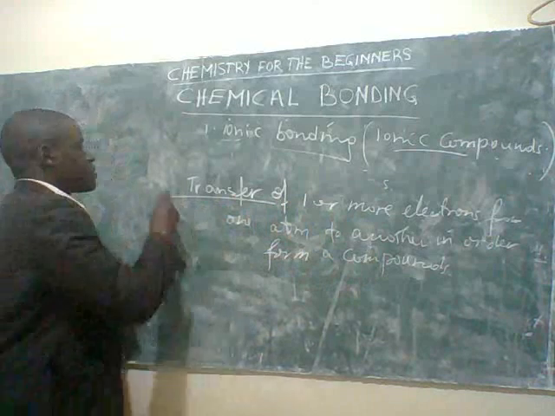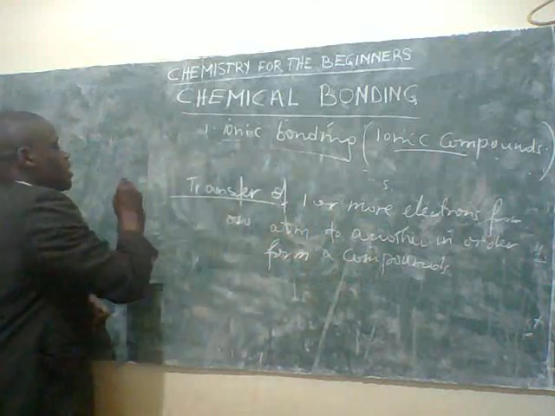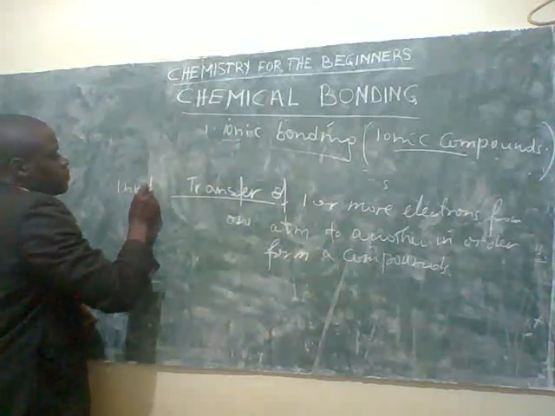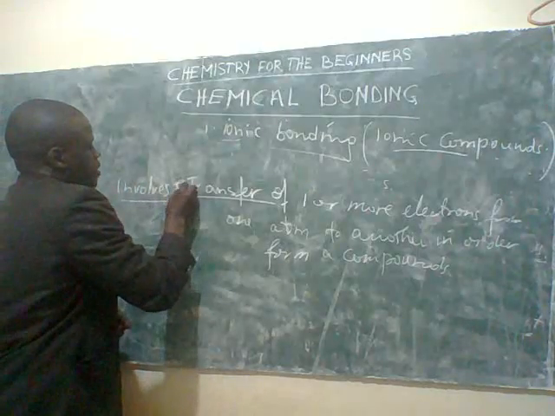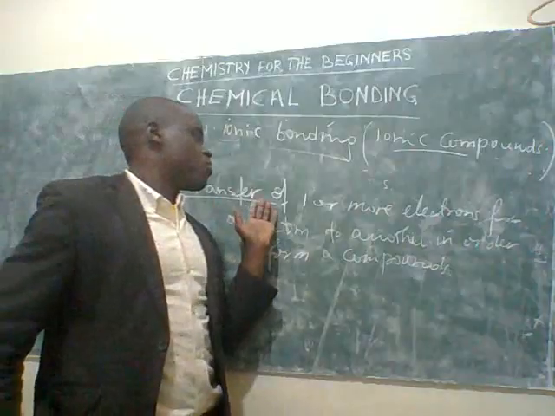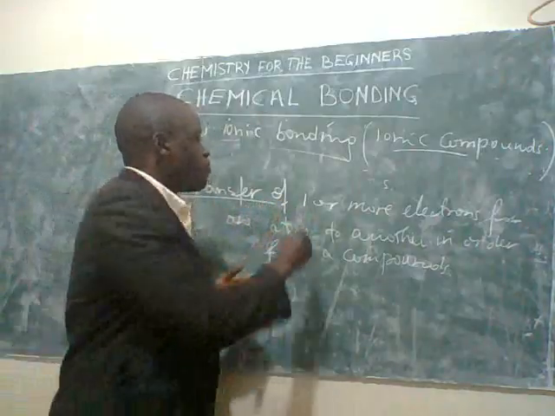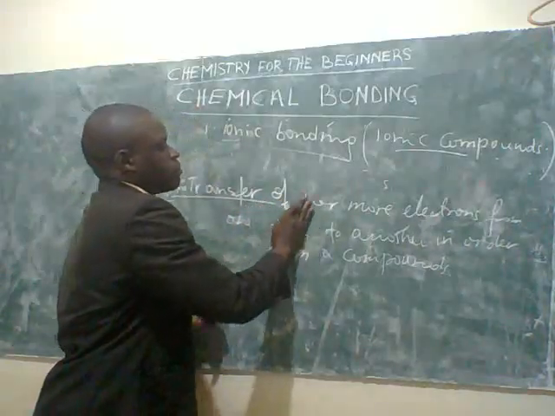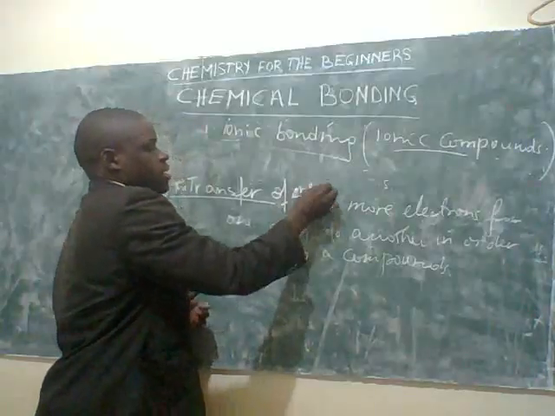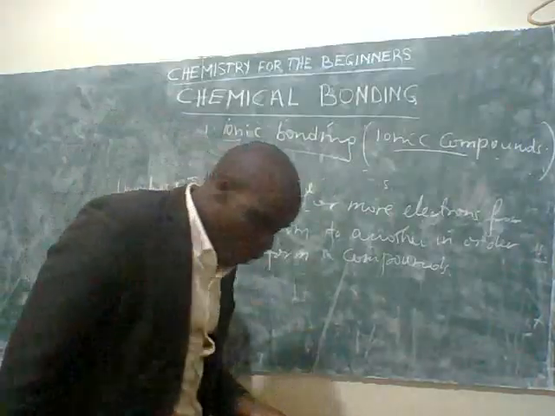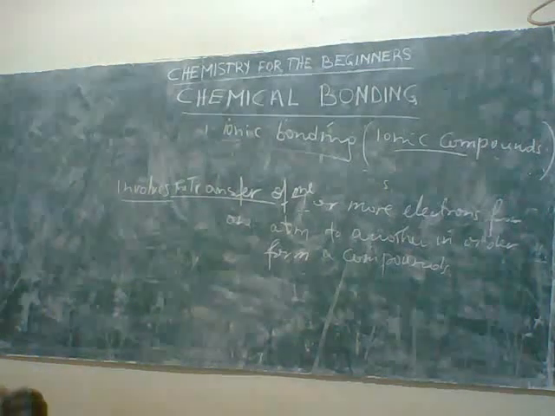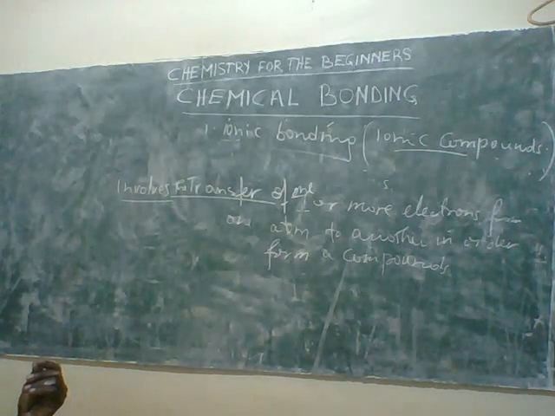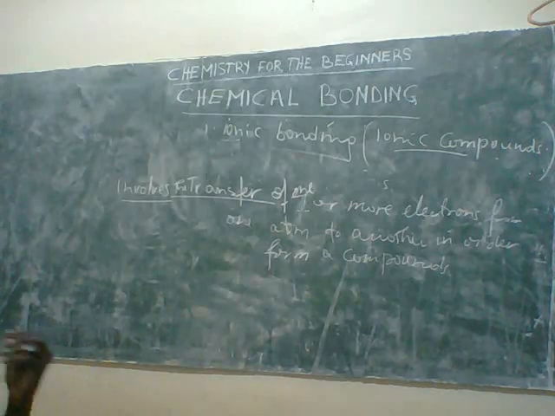Ionic bonding involves the transfer of one or more electrons, so from one atom to another atom.